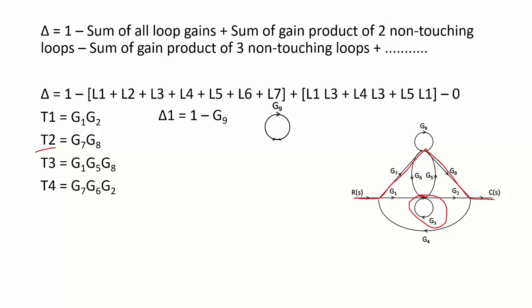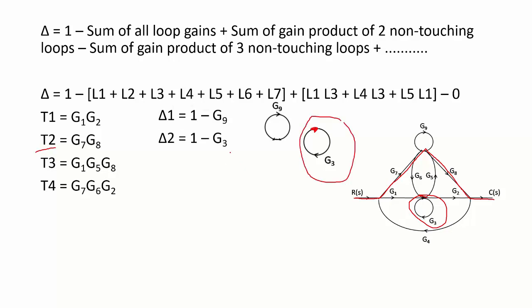So let's redraw this. We are left with an SFG having only one loop, starting from this node and coming back to the same node, which has its transmittance as G3. So delta 2 corresponding to this particular SFG comes out to be equal to 1 minus G3.